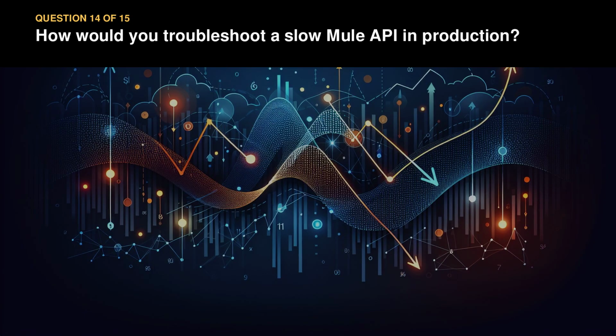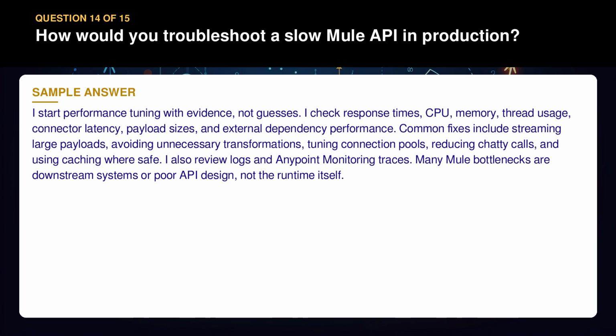Question 14. How would you troubleshoot a slow Mule API in production? I start performance tuning with evidence, not guesses. I check response times, CPU, memory, thread usage, connector latency, payload sizes, and external dependency performance. Common fixes include streaming large payloads, avoiding unnecessary transformations, tuning connection pools, reducing chatty calls, and using caching where safe. I also review logs and Anypoint monitoring traces. Many Mule bottlenecks are downstream systems or poor API design, not the runtime itself.